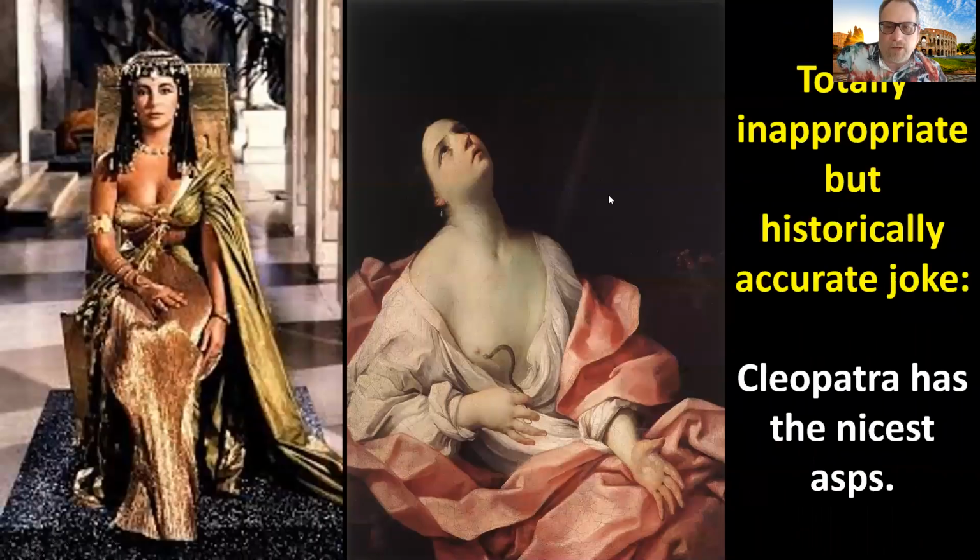Here we go. A totally inappropriate but historically accurate joke. If you don't know, Cleopatra committed suicide by allowing a snake to bite her. And so the thing that shows up within this, Cleopatra, she has the nicest asps. And so often they'll show that from a butt image. So that was an image that showed up.